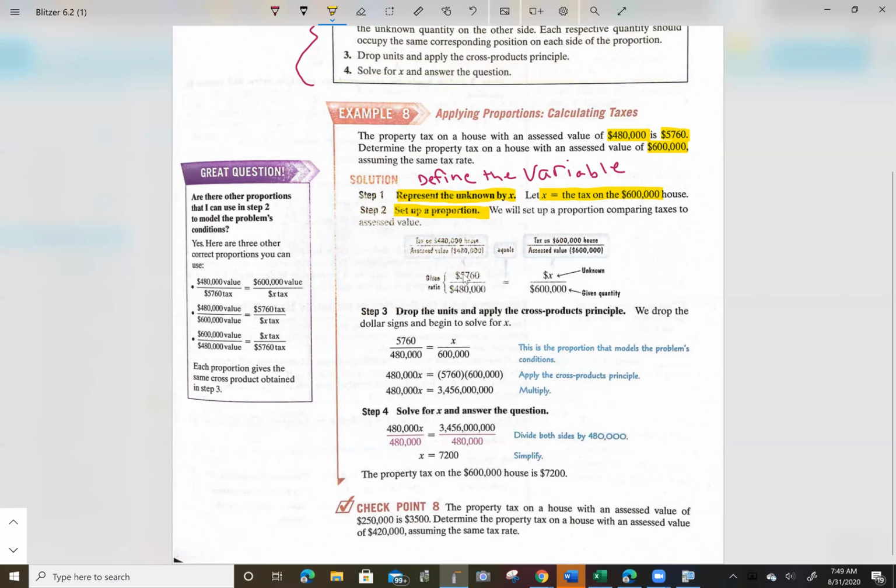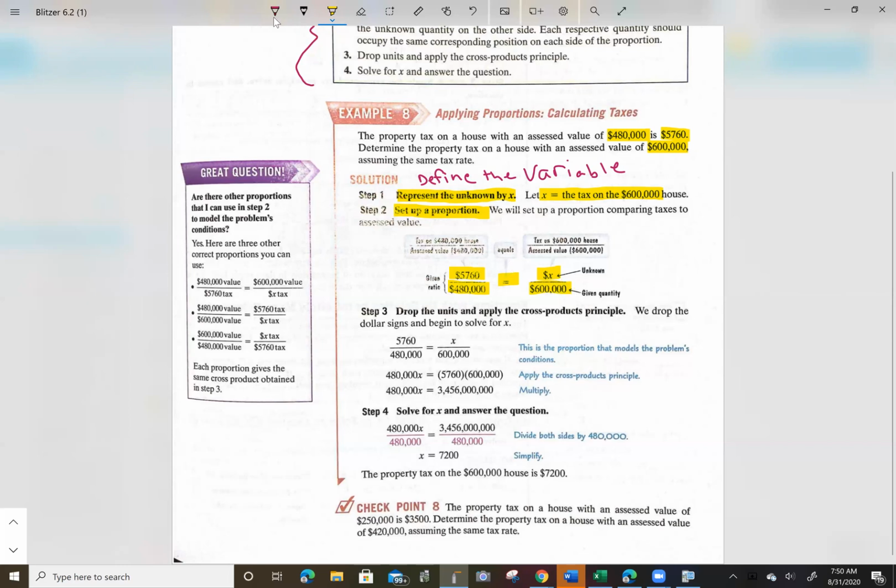So the $5,760 goes with the house that is worth $480,000 is equal to what we don't know. We don't know how much tax we are going to pay on a house that is $600,000. Now, you could have written both of these fractions the opposite way. That doesn't matter when you're solving this.